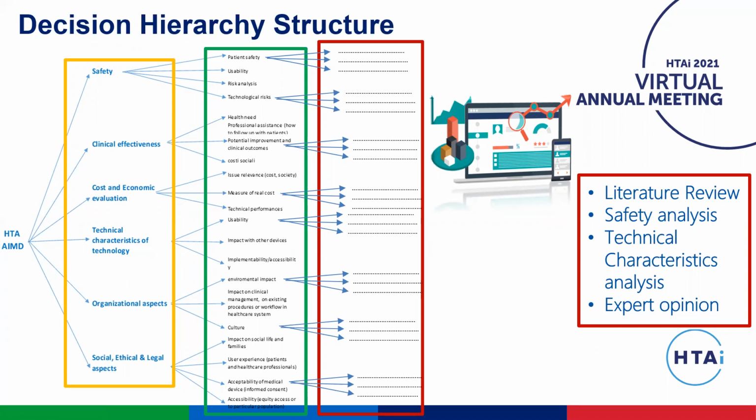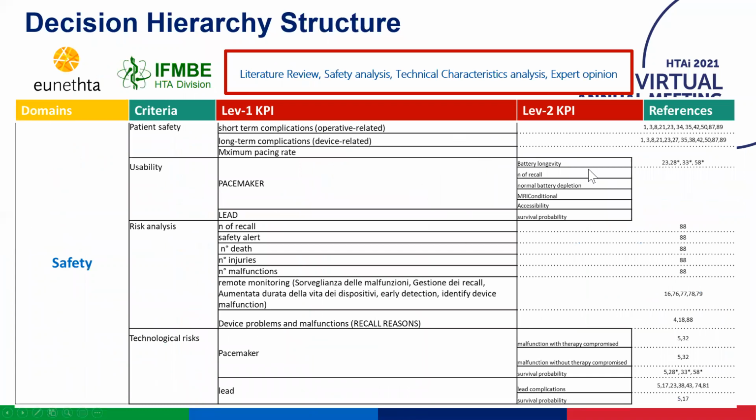Each criteria is then described by a number of key performance indicators defined this time from the synthesis of evidence. This is an example of the safety domain, which is described by 4 criteria: patient safety, usability, risk analysis, and technological risks, defined by the work made by the AIMD Technology Assessment Division. Each of these criteria is then described by a number of key performance indicators related to the pacemaker that came out from the synthesis of the literature.